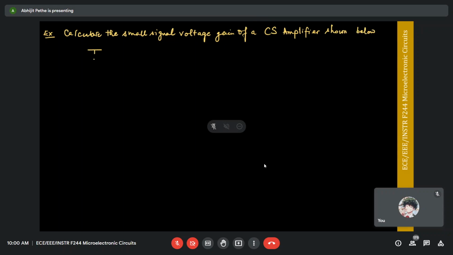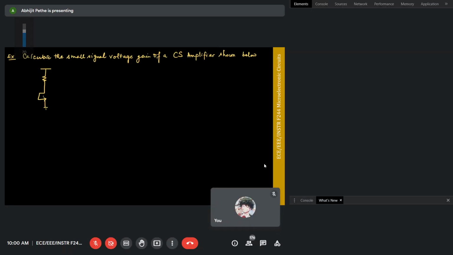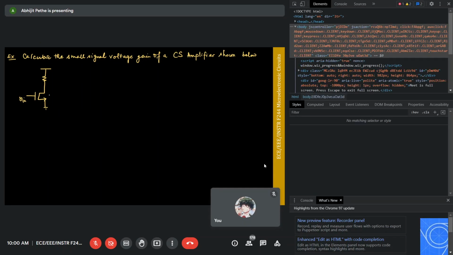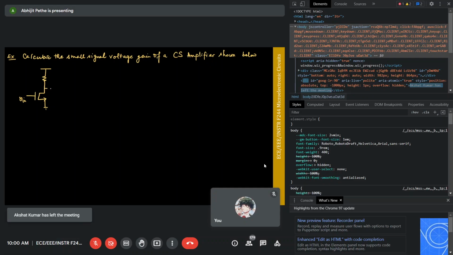So here is the circuit, the simple resistive loaded amplifier that we looked at in class. Input is applied at the gate of the transistor, output is taken at the drain of the transistor. RD is connected to the supply, which is 1.8 volts. RD is 1 kilo ohm. The W by L of this transistor is 10 by 0.18.